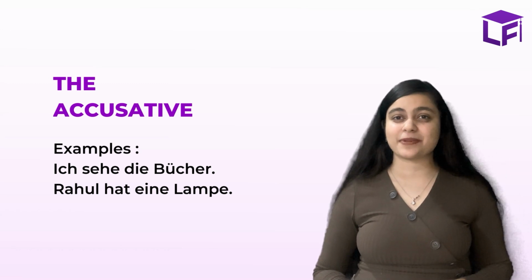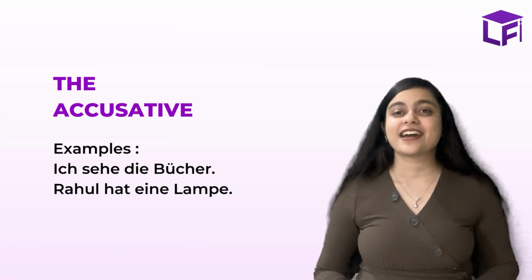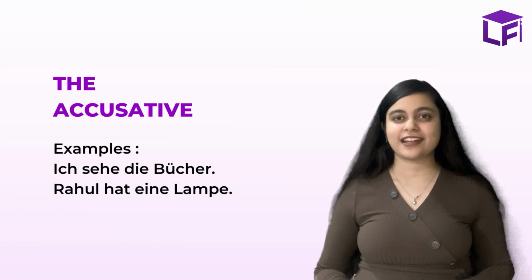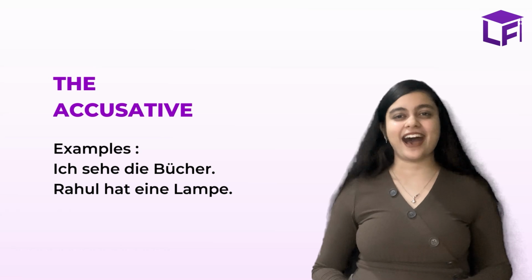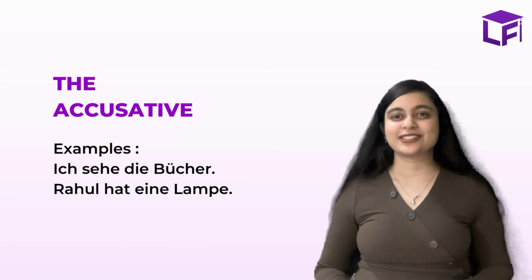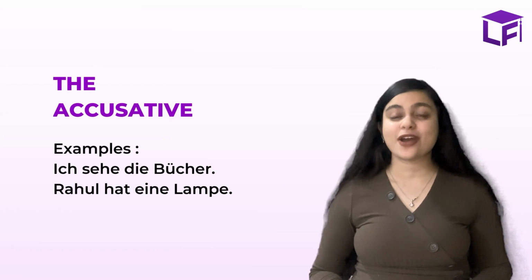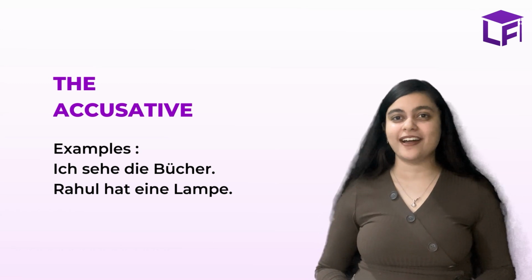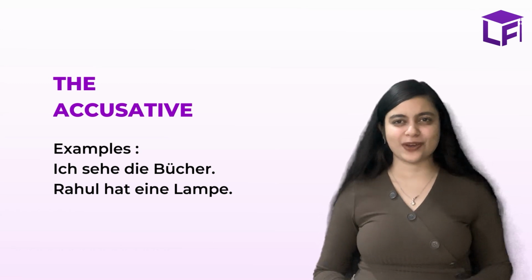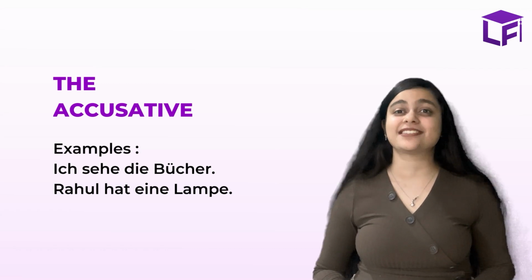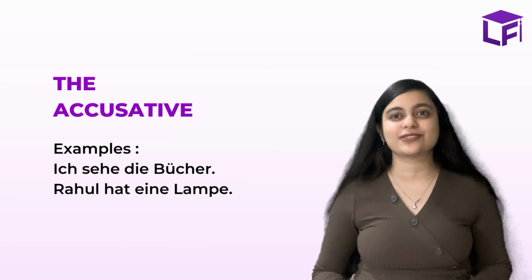The second example that I have for you is Rahul hat eine Lampe. So, who has the lamp? Rahul does, which makes Rahul our subject. So, can you guess what the verb is? Yes, it's hat. Hat means to have.